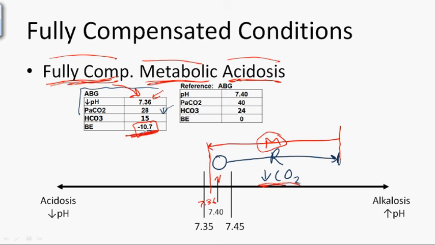I've reduced my CO2 to compensate for that, and that actually happens quite often with our patients when they become metabolic acidotic. It could be from hypoxia, it could be increased lactate levels. We increase our minute ventilation because the body always wants to maintain in this normal range of pH.